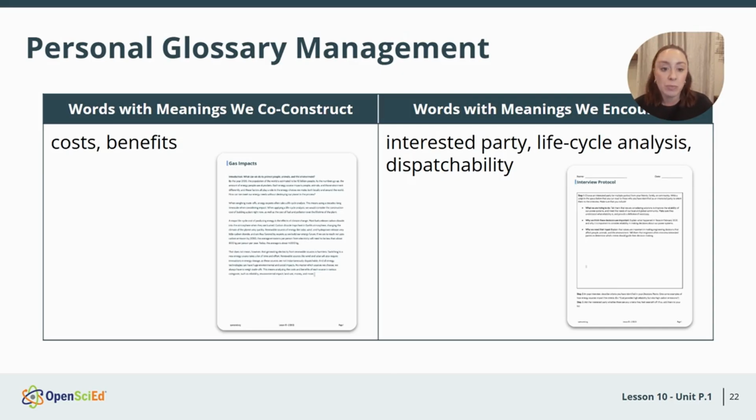There are a couple of terms that come up in this lesson to be aware of for your personal glossary. Costs and benefits are going to be terms that you co-construct together and add to your glossary. These are going to show up primarily in day 1 in those jigsaw readings. And then in the actual interview protocol, there are words like interested party, life cycle analysis, dispatchability. Those can also come up in some of your interested party interviews as well as in the readings. Those are things that you just encounter, but we're not really co-constructing meaning.